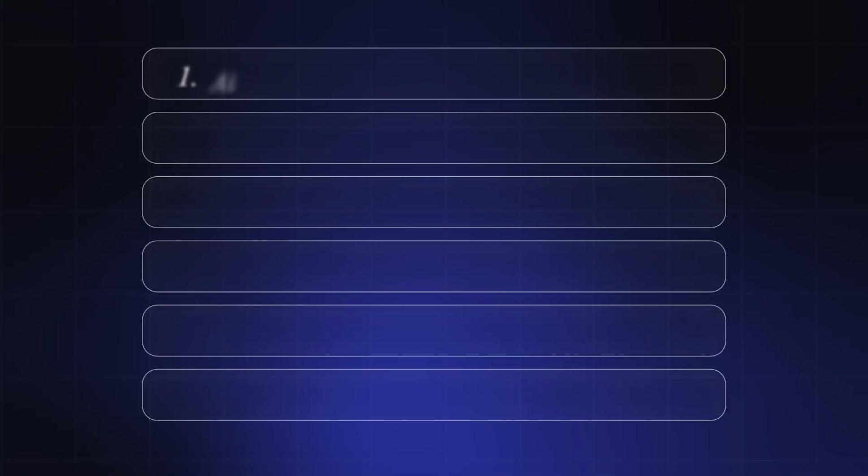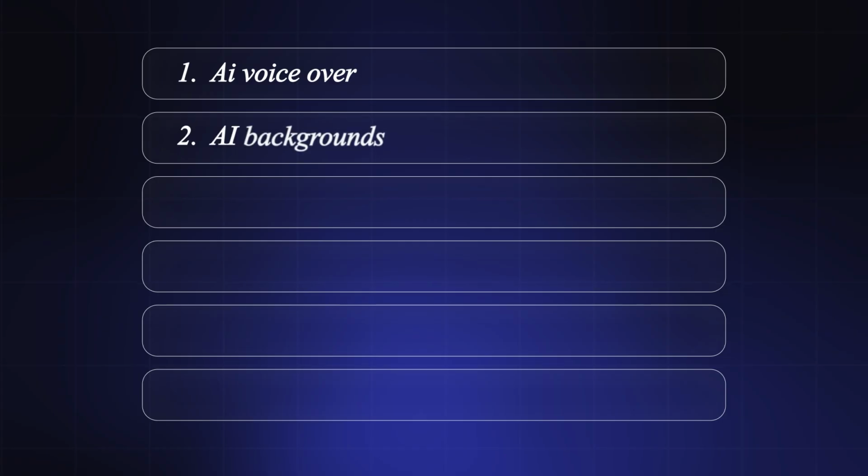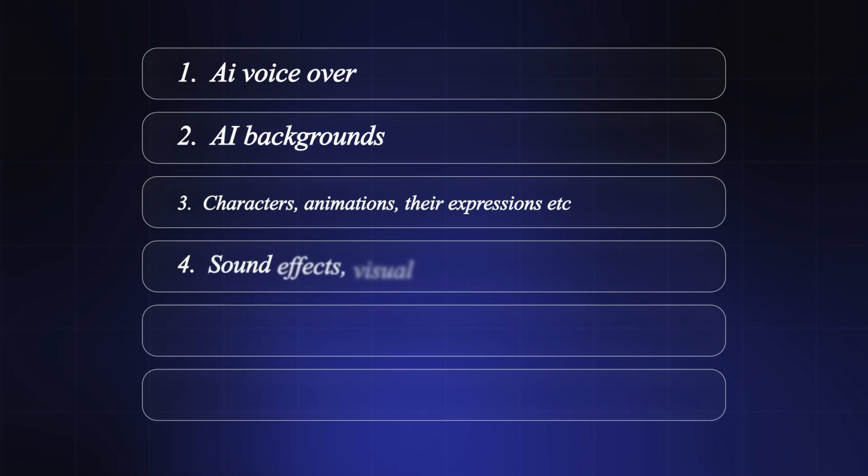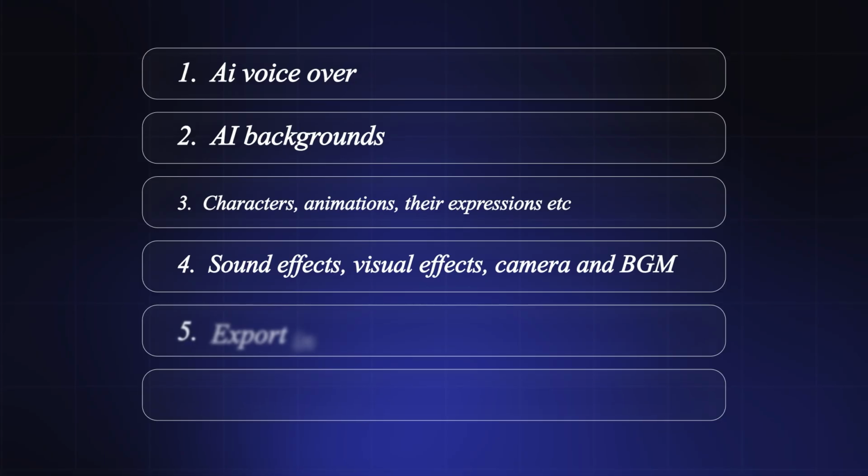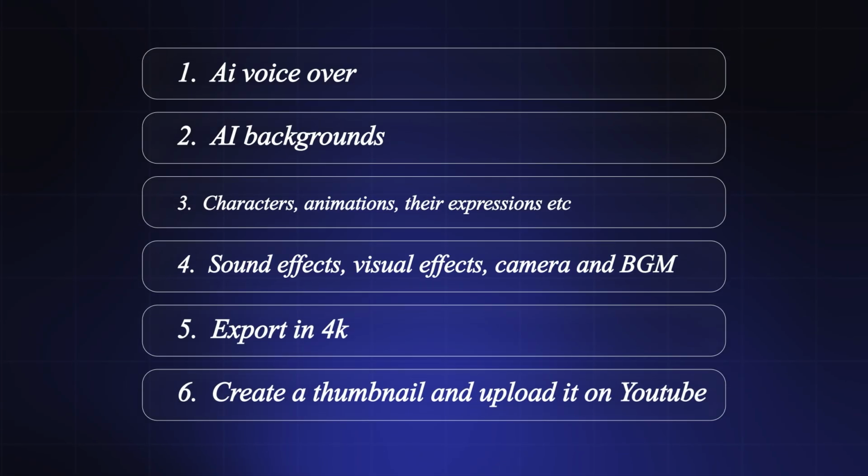So for creating animated content, we will follow this structure. First, AI voiceovers. Second, AI backgrounds. Third, adding all the characters, their animations, their expressions, etc. Fourth, adding sound effects, visual effects, camera, and background music. Fifth, export in 4K. And sixth, create a thumbnail for our animation and upload it on YouTube.